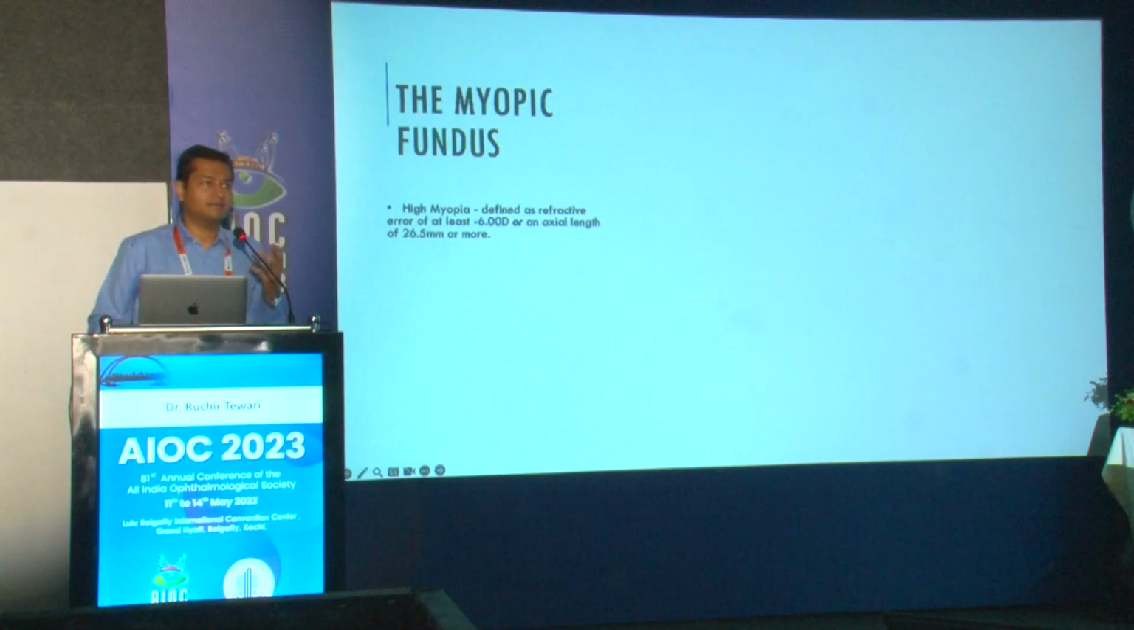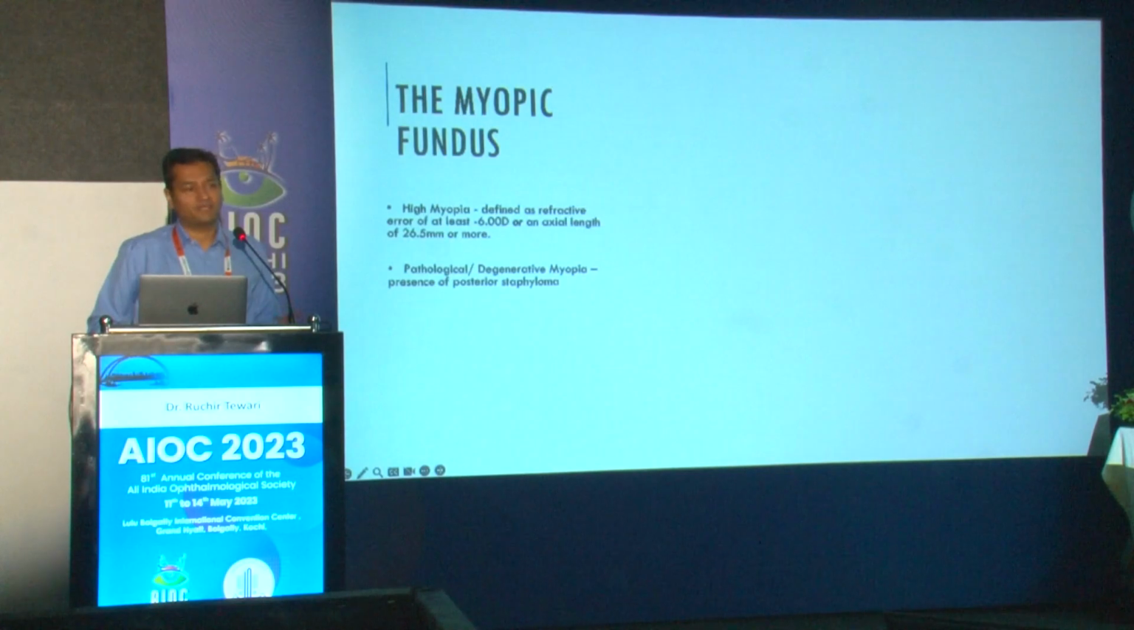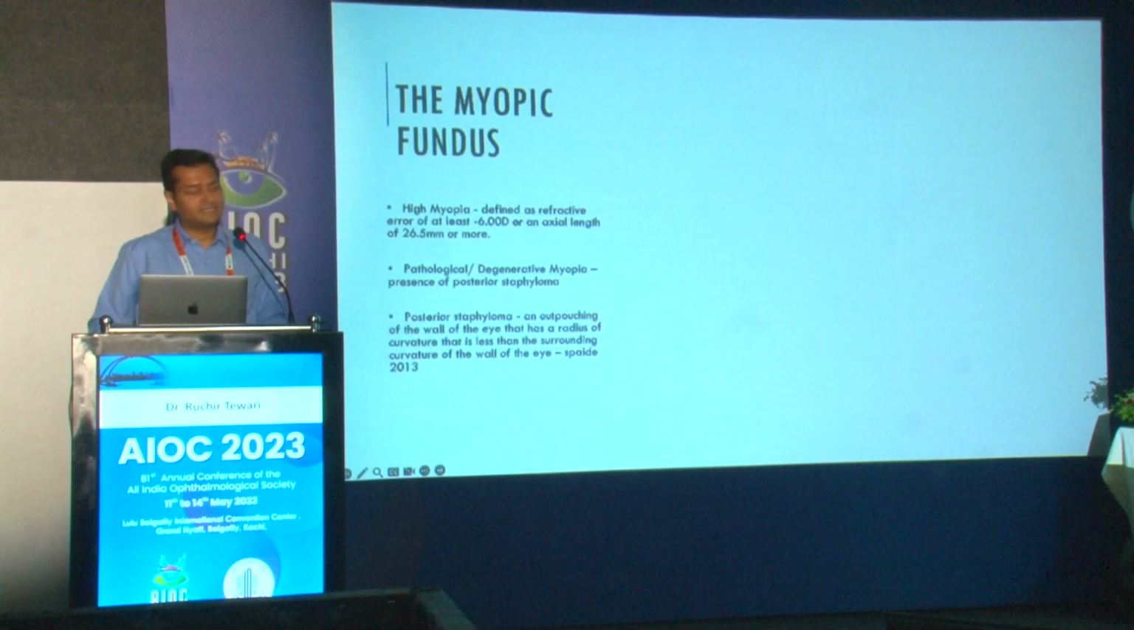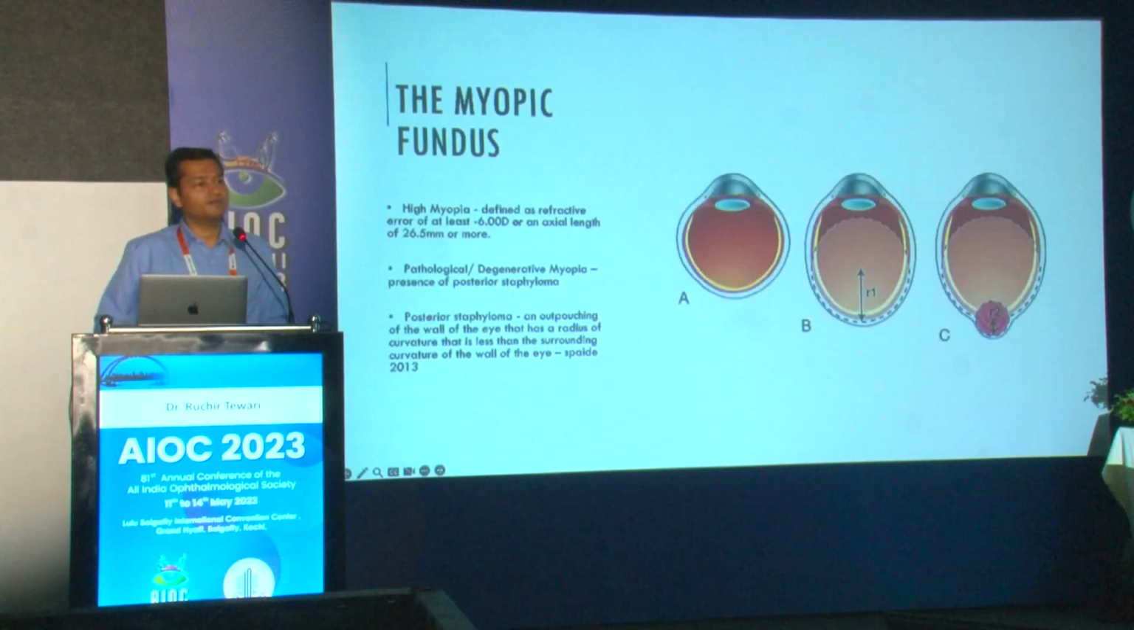So the classic lesion of pathological myopia is a posterior staphyloma. Unfortunately, till recently, we did not have a definition of a posterior staphyloma. So this was solved by Spaide when in 2013 he defined a posterior staphyloma as an outpouching of the wall of the eye with a radius of curvature that is smaller than the radius of curvature of the eyeball. So now we had a definition of posterior staphyloma.